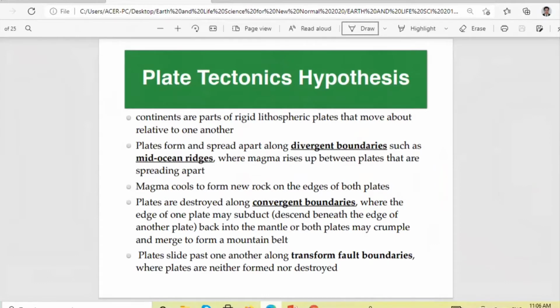Continents are parts of rigid lithospheric plates that move about relative to one another. Plates form and spread apart along divergent boundaries, such as mid-ocean ridges, where magma rises up between plates that are spreading apart. When magma cools to form new rock on the edges of both plates, the plates are destroyed along convergent boundaries, where the edge of one plate may subduct, or descend, beneath the edge of another plate.